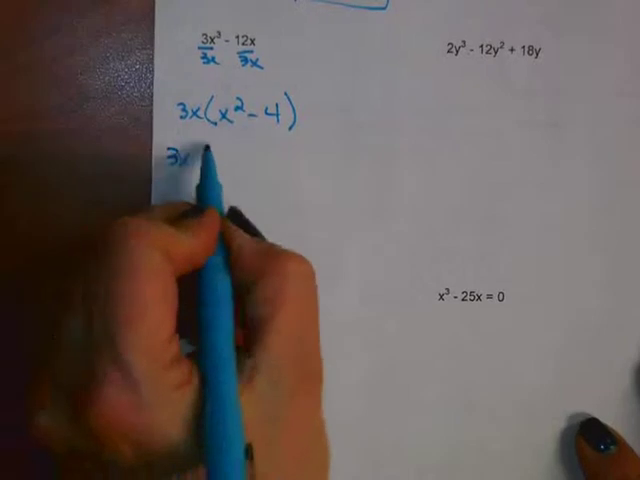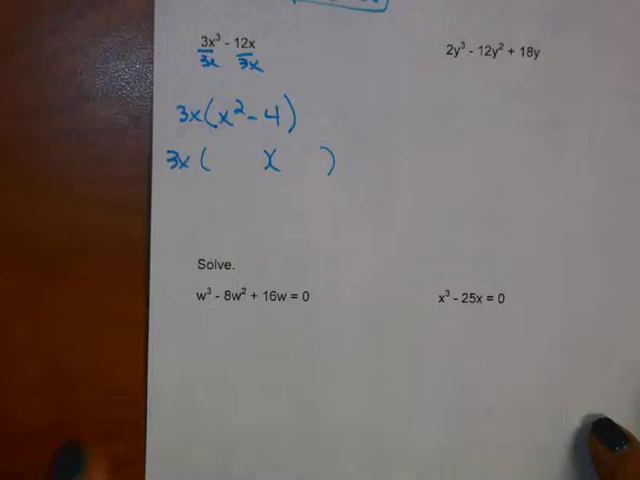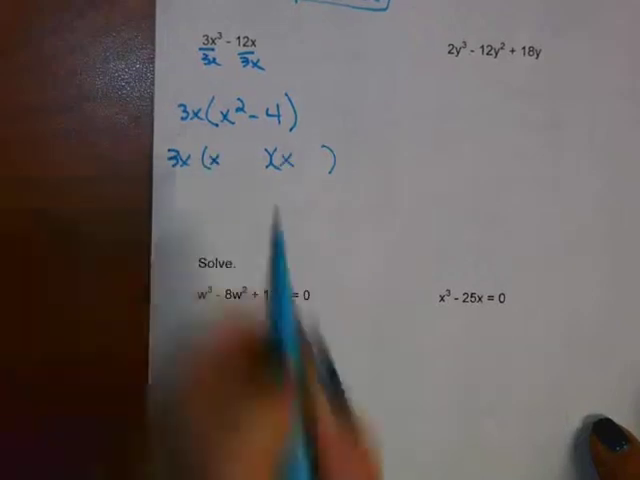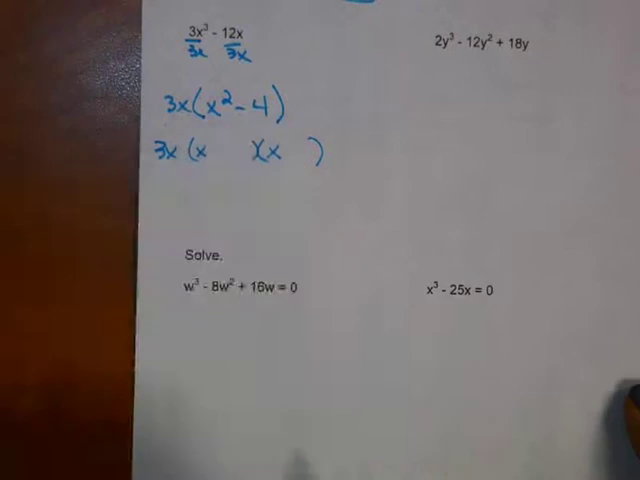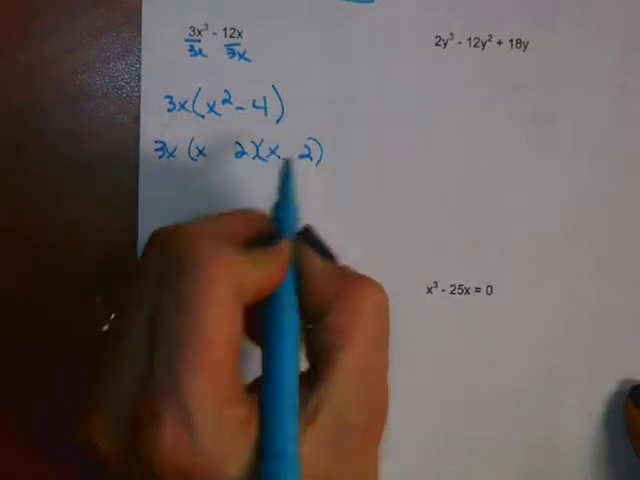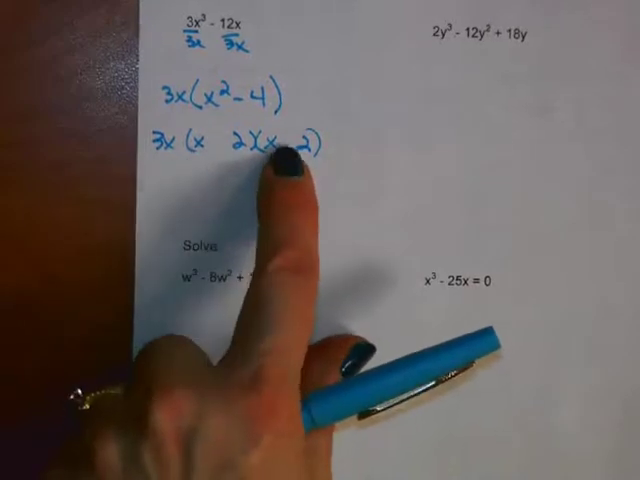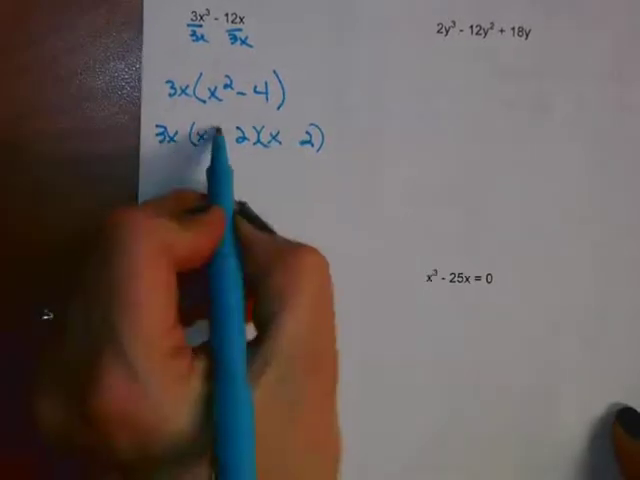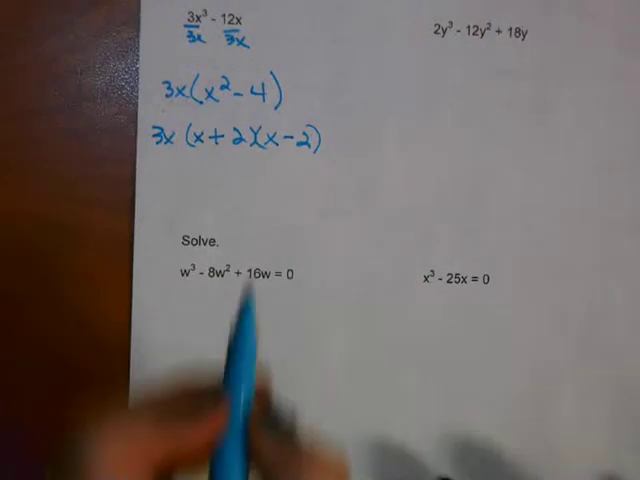Oh, it is one of those special patterns. 4 is a perfect square. So I'm going to write my two binomials and put x and x. And what's the square root of 4? 2 and 2. But there's no middle term. So what has to go inside here? Plus and minus. That causes there to be no middle term. Now you're factored completely.